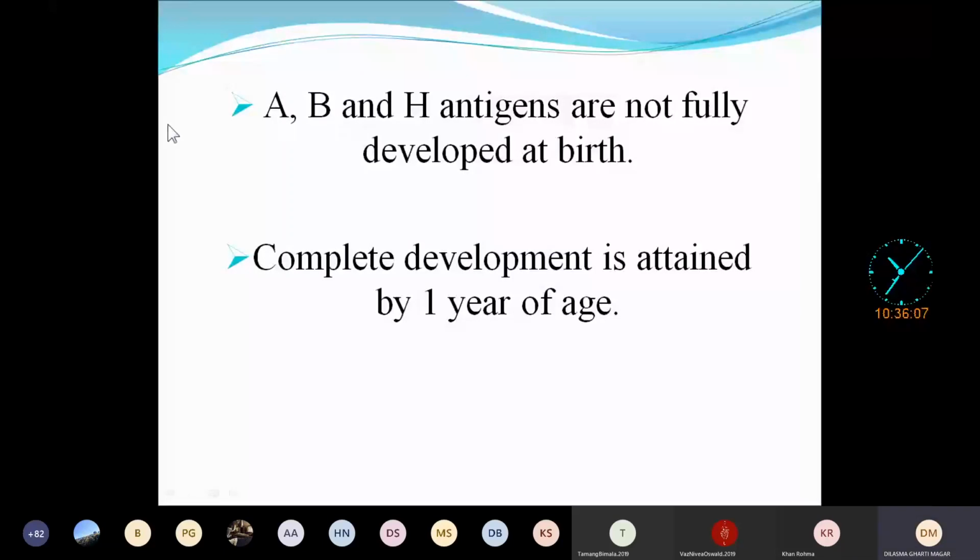So now you see this slide: A antigen, B antigen, and then the H antigens are not fully developed at birth. Understood here? That's why whenever we do the blood grouping of children, there will always be a little bit of confusion. For the proper development of these antigens, it will take about 1 year. Complete development is attained by 1 year of age. This slide, did you understand?